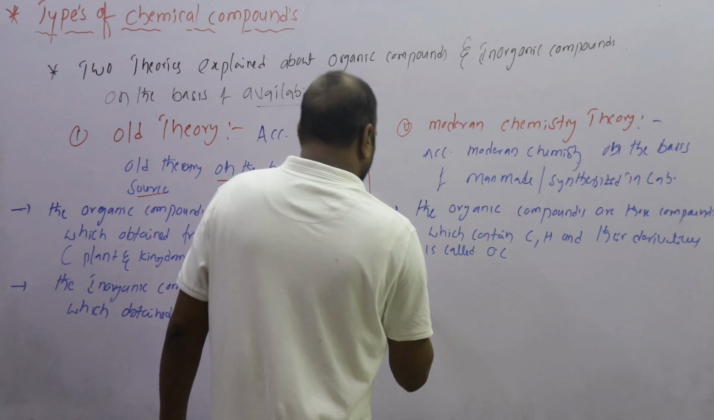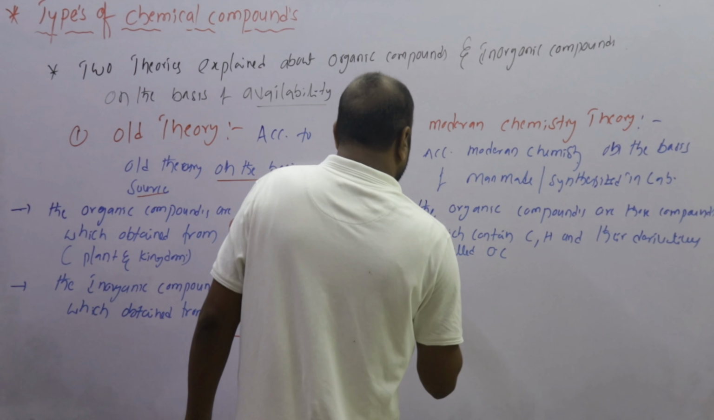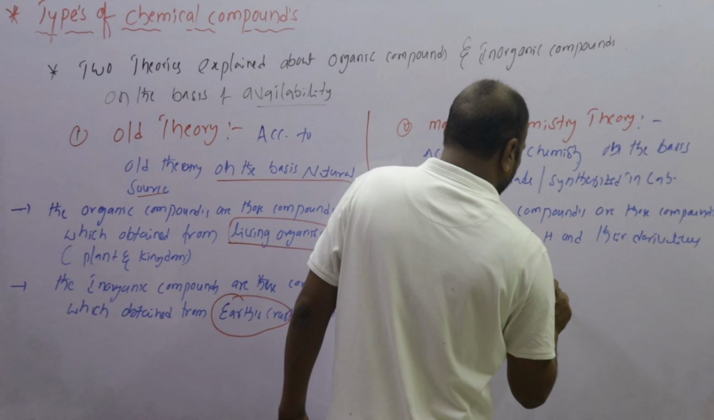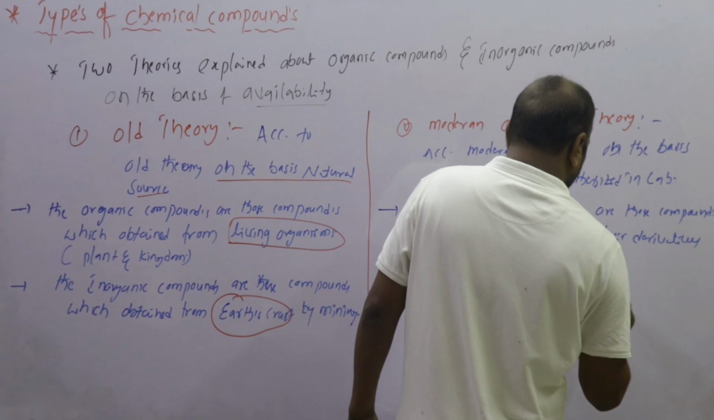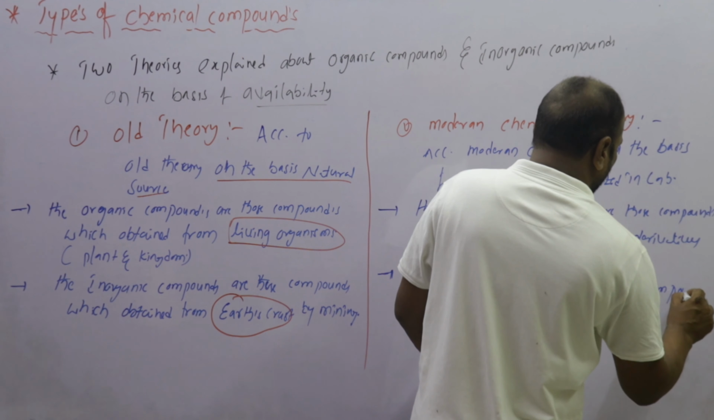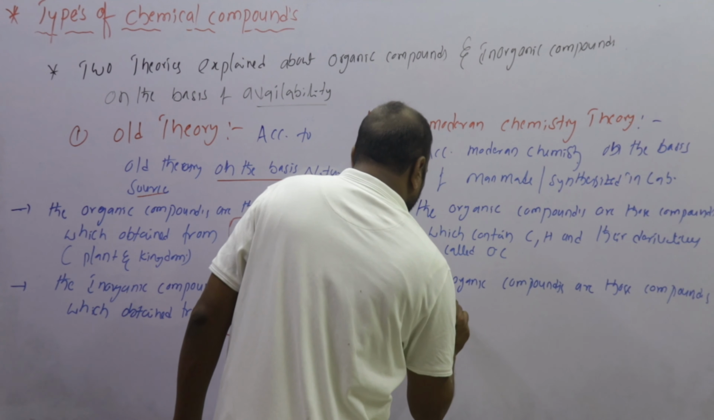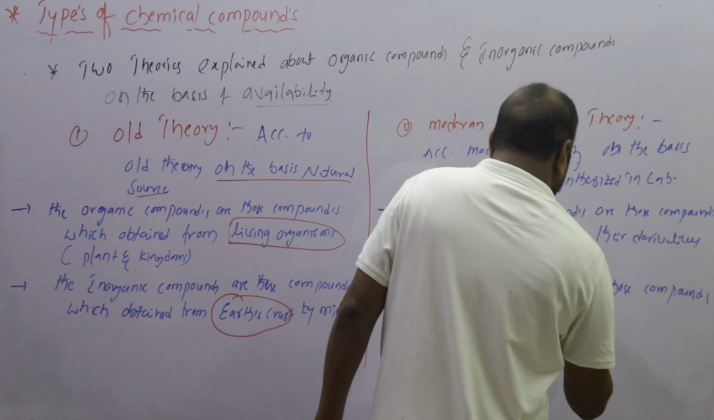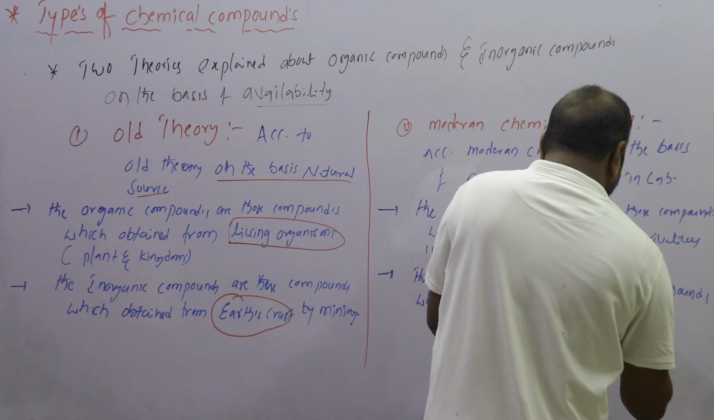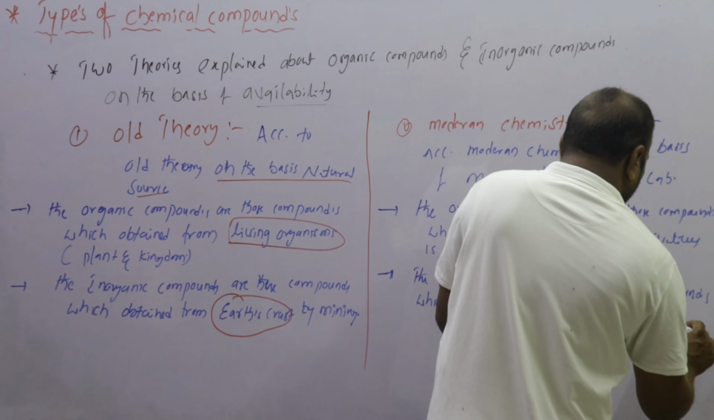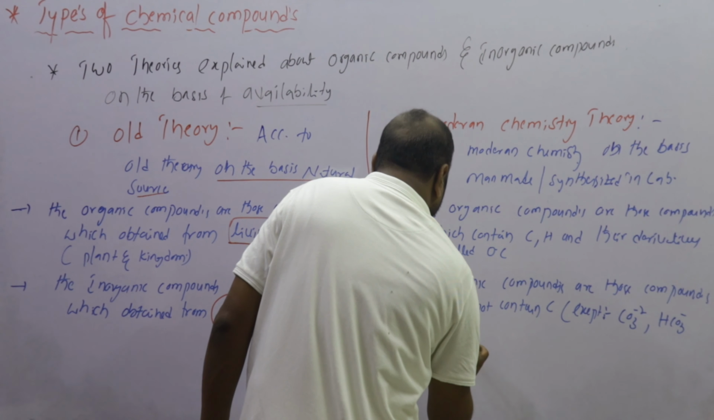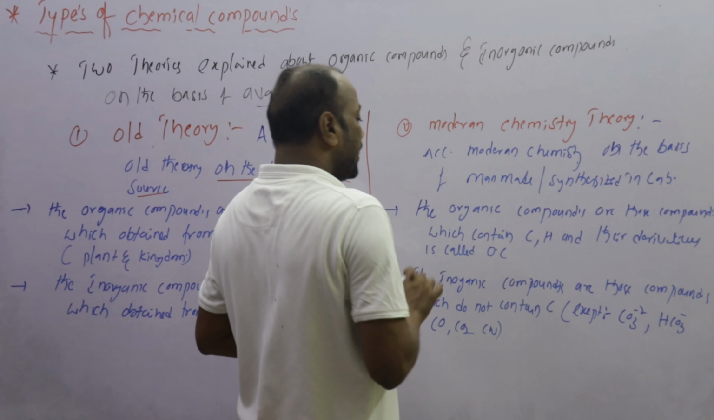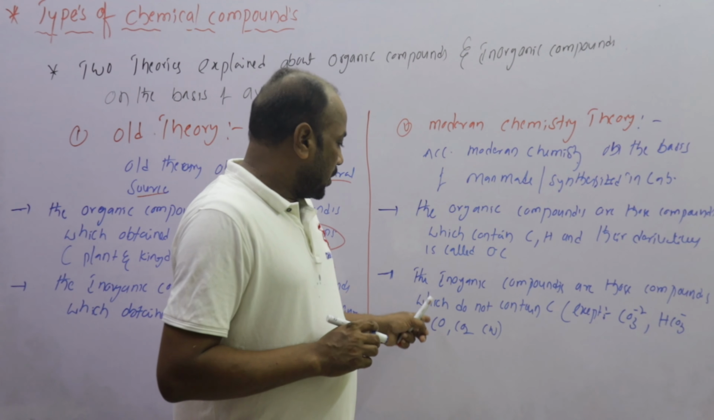And next, inorganic compounds, according to modern chemistry theory. Inorganic compounds are those compounds which do not contain carbon, except carbonates, bicarbonates, oxides, carbon monoxide and carbon dioxide, and cyanides. Except these carbonates, bicarbonates, oxides and cyanides, all the remaining are inorganic compounds. So without carbon.